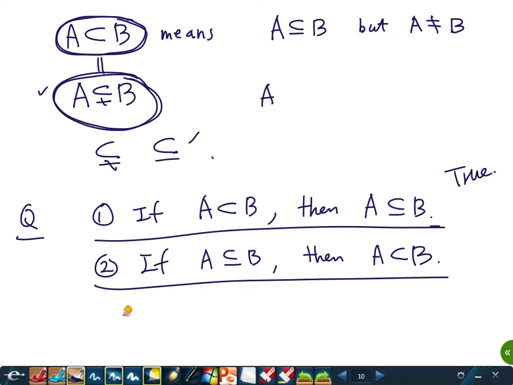Yeah, let's say A equals B, both just containing one element, 1. Is this true? Yeah, A is a subset of B. But this is not true, because this says that A is a subset of B, but A is not equal to B. But they are the same, so this is false. True, false, but this statement is false. We will learn more about this kind of structure. If something, then that. We will learn more about this in proposition. This kind of statement is called a proposition.